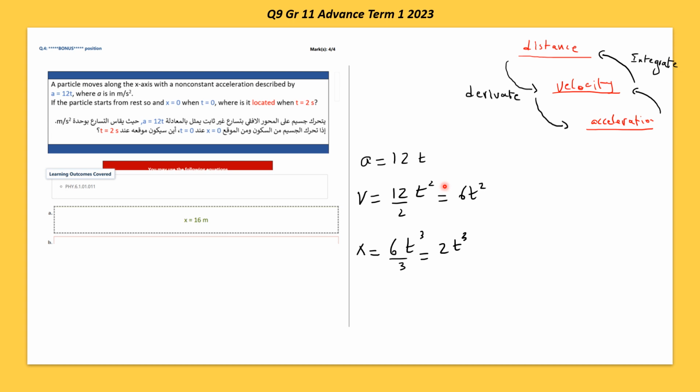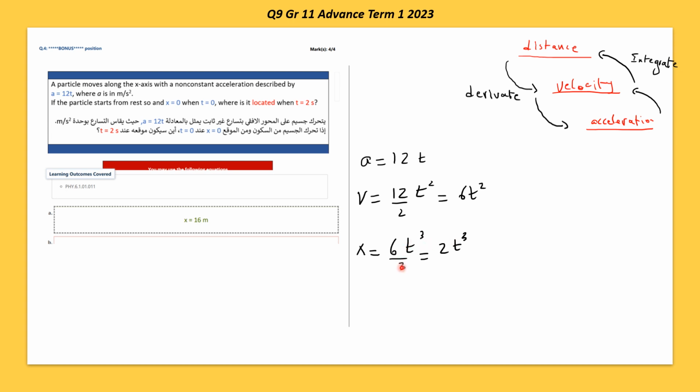Do you remember in the previous question? We subtract 1 from the power. Here we need to add 1 to the power and then divide by the new power. So 12t becomes 12t squared divided by 2. So it's v equal to 6t squared.